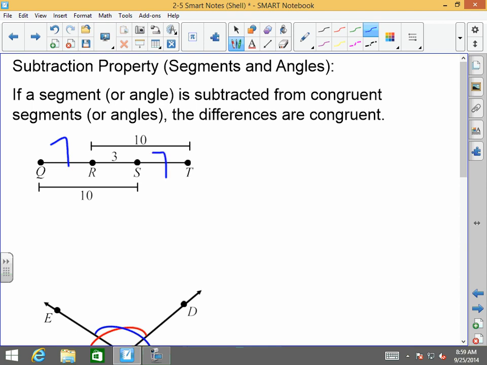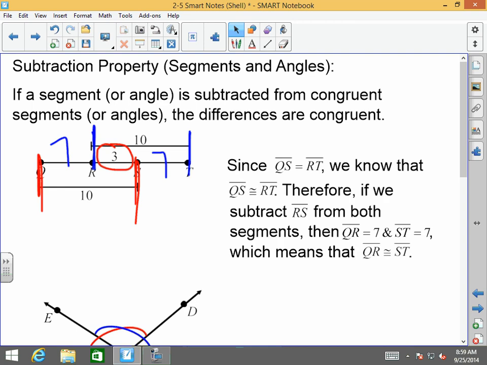It's 7. So didn't I have RT congruent to QS? Right? You see that, right? Because it's 10 and 10, right, guys? If I took away 3 from both congruent segments, well, 10 minus 3 is 7, 10 minus 3 is 7. That has to mean that QR will be equal to ST.